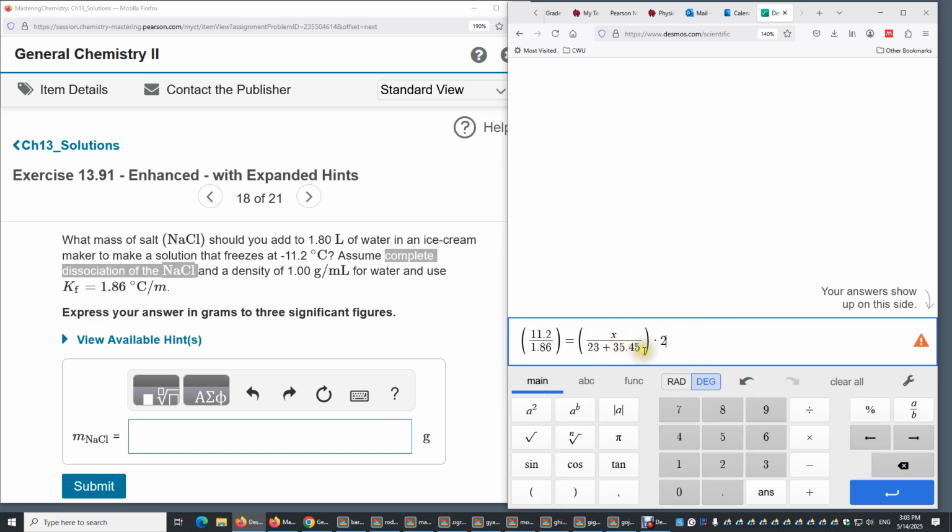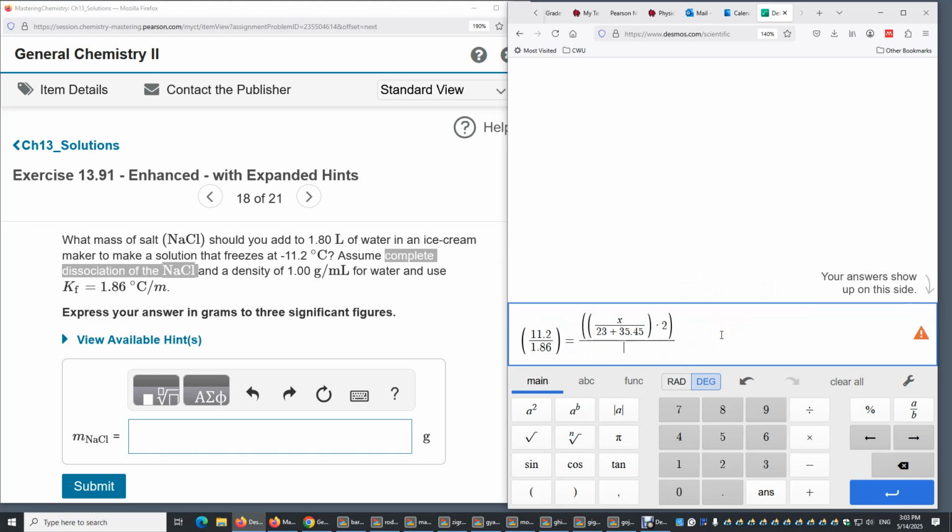And then we have this divided by the mass of water in kilograms. We have the volume 1.8 liters. We have the density 1 gram per milliliter. We can just multiply these two, and we get 1800 grams, or 1.8 kilograms. We should use the mass of solvent in kilograms here.